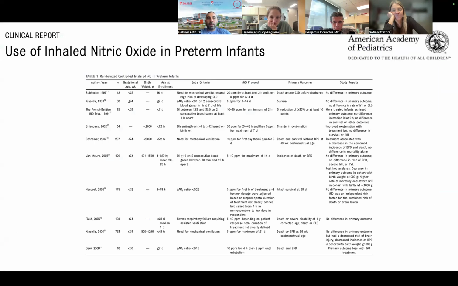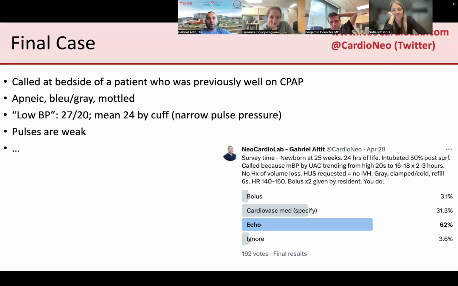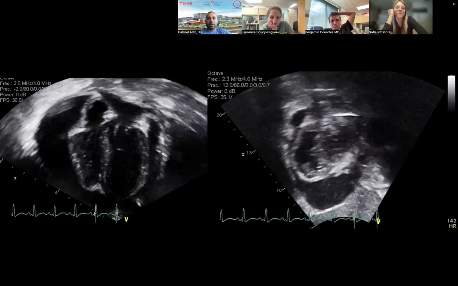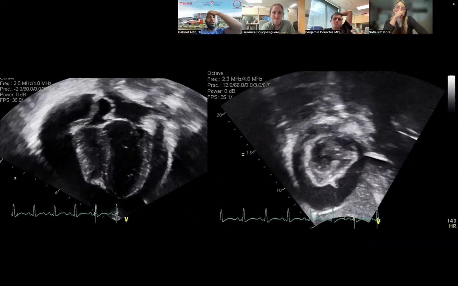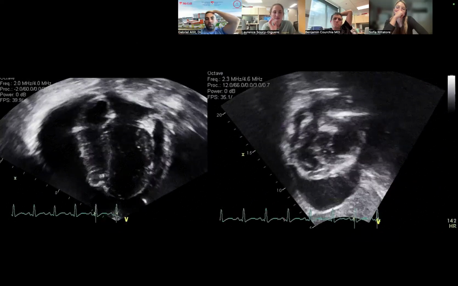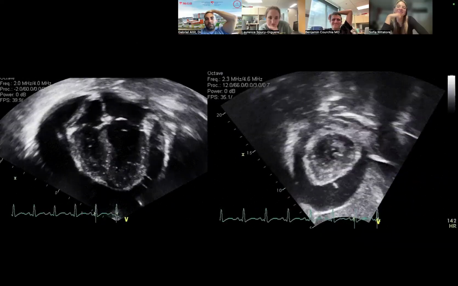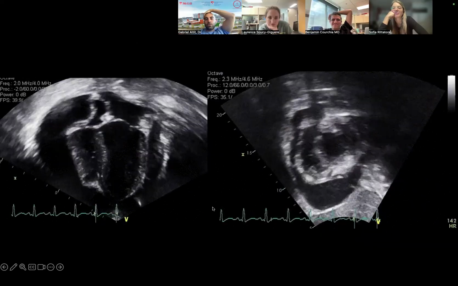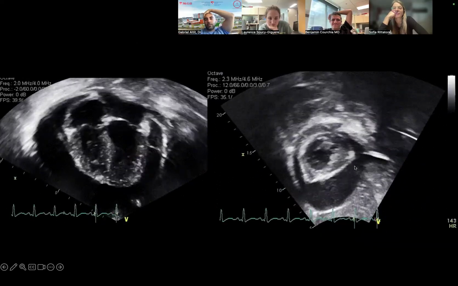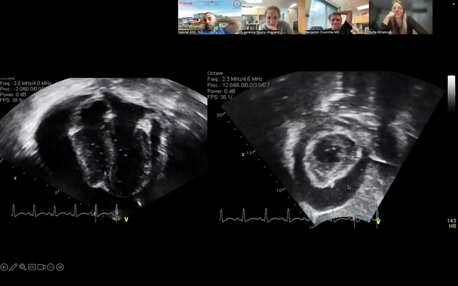I'm going to skip this. INO in preterm, I'm going to skip this. Okay, I want to finish about something that you should all know, because if it happens at 3 a.m., you need to save your baby. So subcostal quick sweep, you already see that there's massive pericardial effusion.